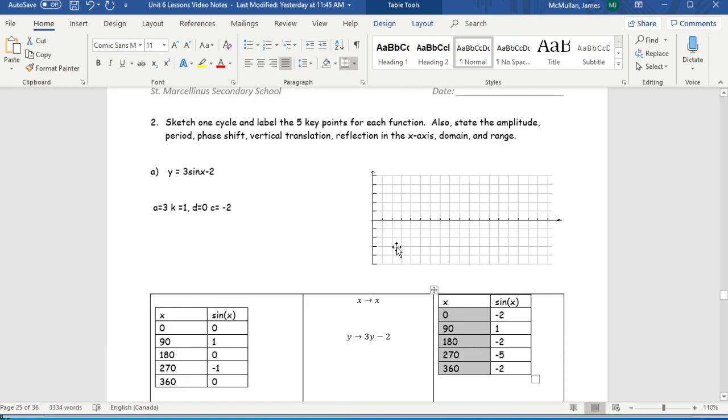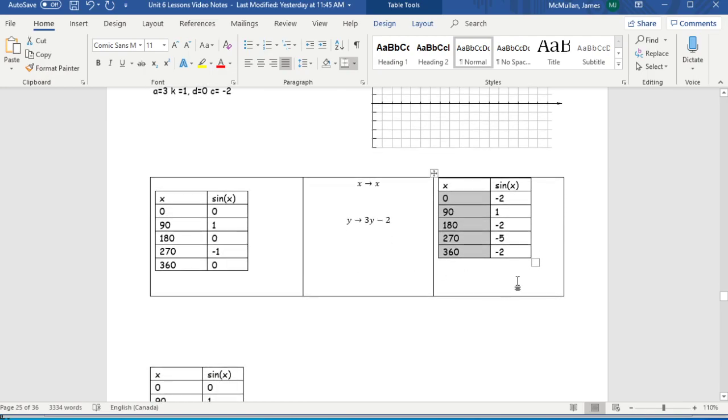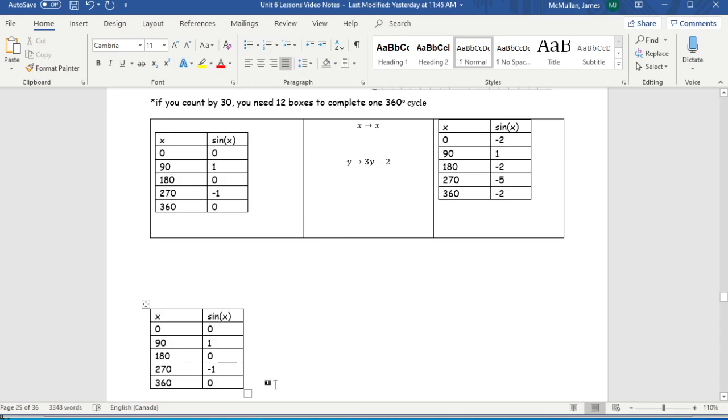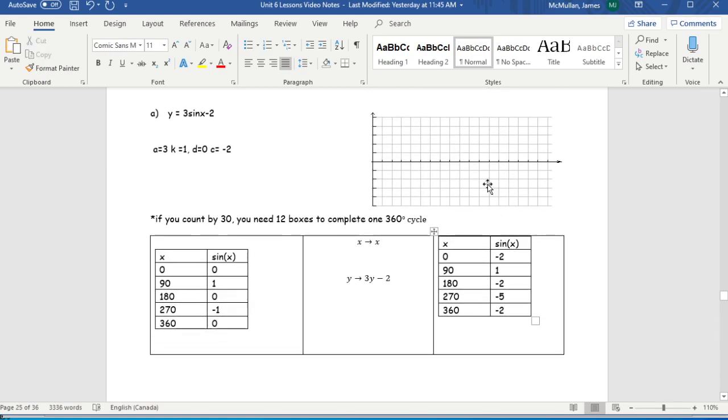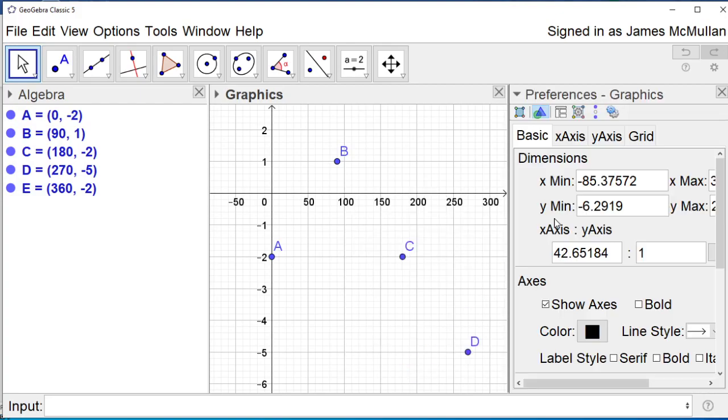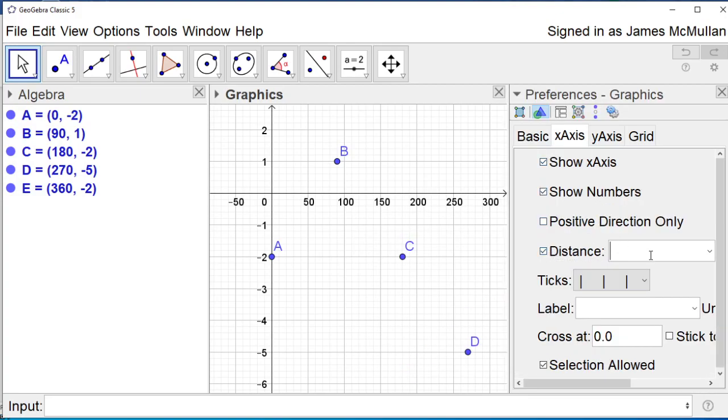So I would say if you count by 30s, let's make a note here. If you count by 30, you need 12 boxes to complete one 360-degree cycle. So let's suggest for now, since 12 boxes is no problem on this graph, we can fit that. So let's count by 30. Okay. So I'm going to change mine so that it counts by 30.